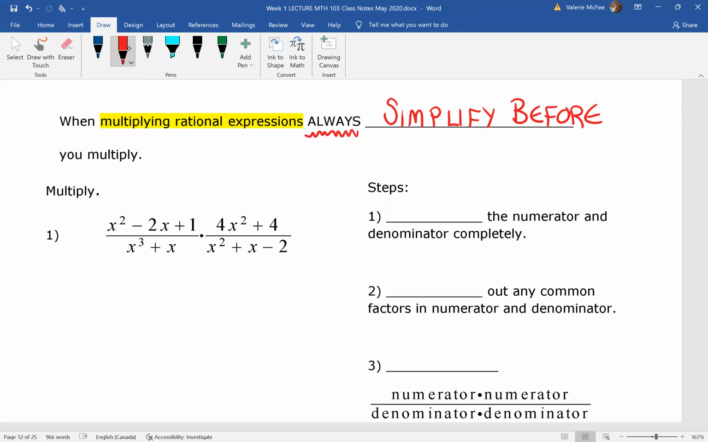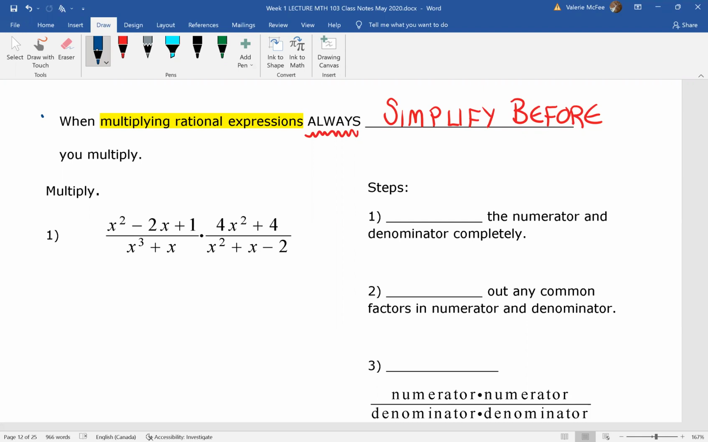I know it's possible to do these questions by multiplying first and then simplifying. But what will happen then is you will create such a mess that it will be impossible to simplify. So you need to get into your mind this idea of simplifying. This becomes more and more important as the questions that we look at become more and more complex. So again, I've got some steps for you to follow. You should memorize these and make sure you think about them every time you encounter a rational expression.